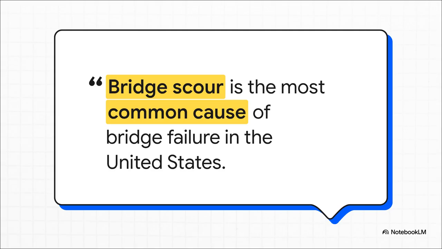But getting this science wrong can have absolutely catastrophic consequences. The source material highlights a pretty terrifying fact. The most common reason for bridge failures in the United States isn't traffic overload or anything like that. It's bridge scour. That's when fast-moving water, which accelerates around the bridge's own piers, literally washes away the foundation until the whole structure just collapses.